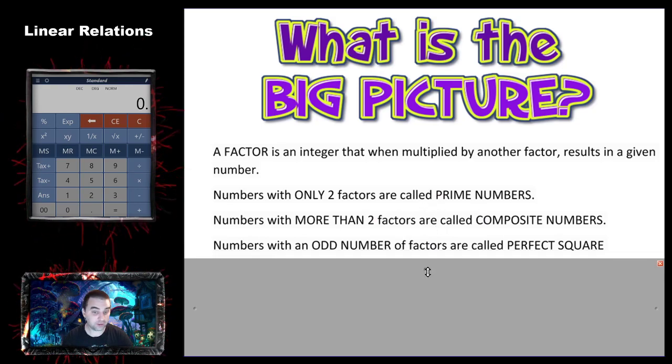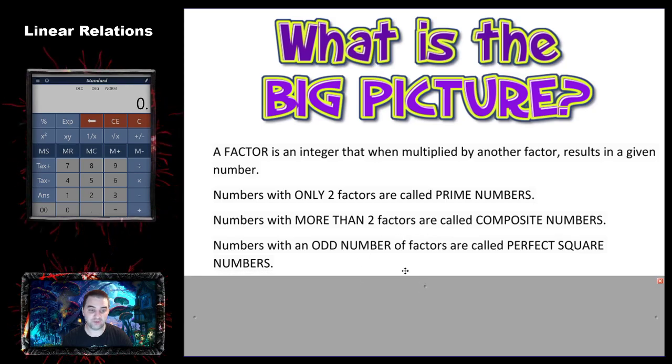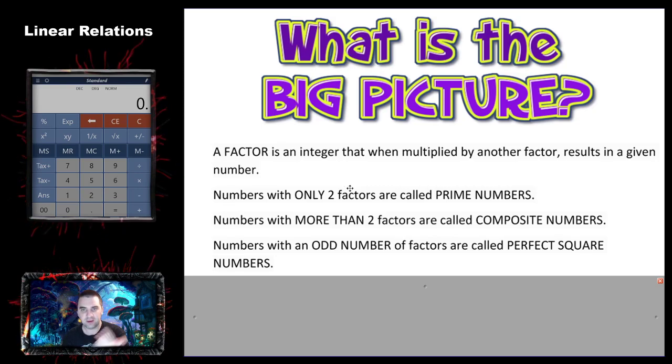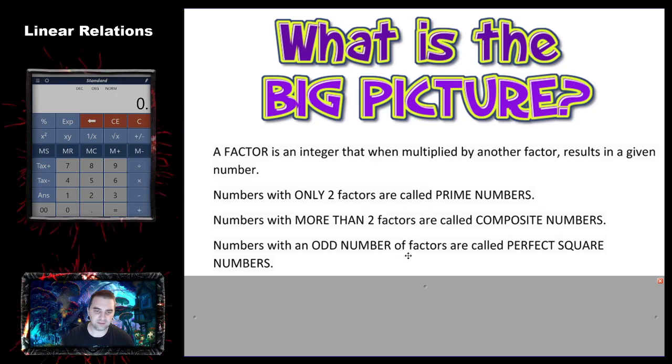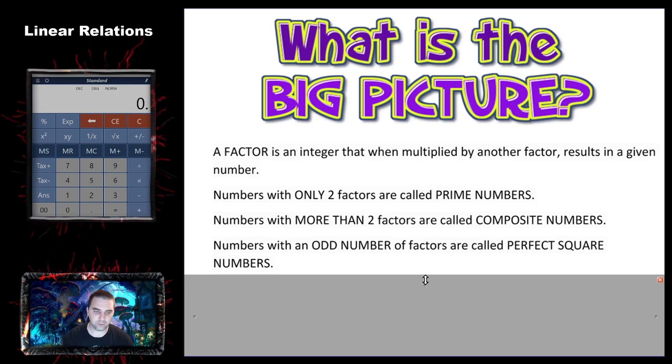Numbers with an odd number of factors are called perfect square numbers. That's interesting. So if you have a number like 4, which we saw in the previous video was a perfect square, well, you have 1 times 4. Those are two factors. And then you have 2 times 2. So that's 3. That's an odd number of factors, and that results in a perfect square number.